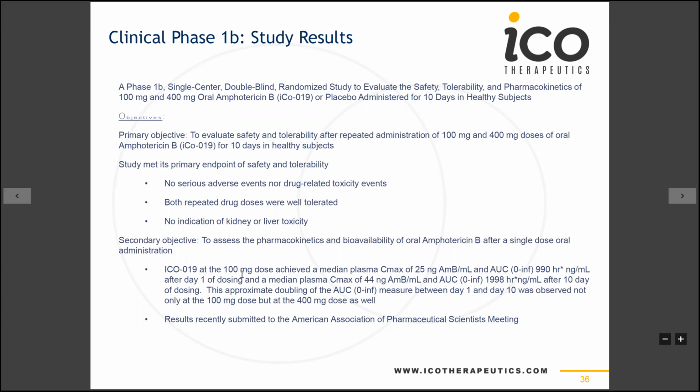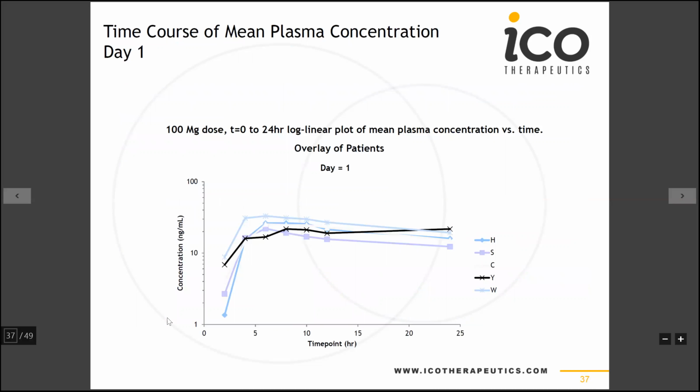And this work was recently submitted, but since then was also presented at the American Association of Pharmaceutical Scientists meeting, and the 1A study was also published in Antimicrobial Chemotherapy a few months ago. And this is what one of the plots looks like.